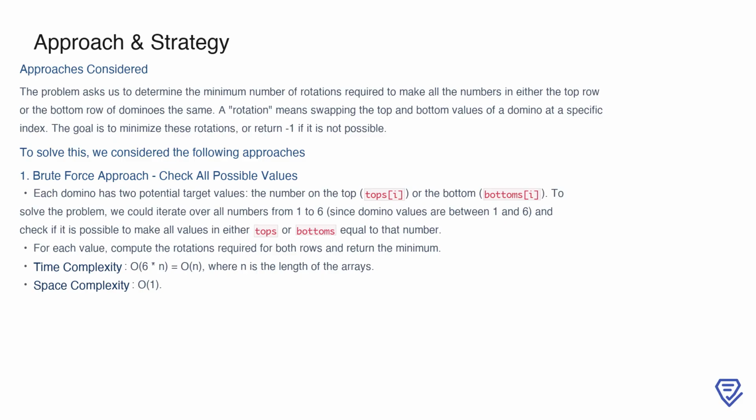For each potential value, we calculate the rotations needed to make all elements in either the top or bottom row equal to that value. The goal is to find the minimum among these computed rotations. The time complexity for this method is O(n), where n is the number of dominoes, as we iterate through the arrays for each potential value. Additionally, this approach requires constant space, making it memory efficient.